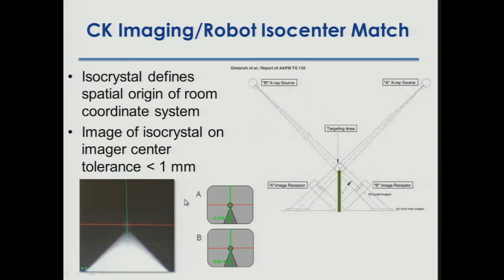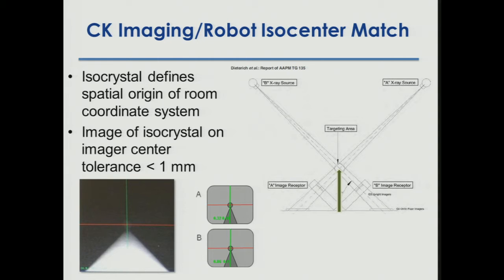CyberKnife is actually a little bit easier because we don't have two arms coming out and rotating in a cone beam CT. We have two imagers that are very solidly bolted into the room floor and two cameras bolted into the ceiling. To tell you how solid they are, I've been with the system through a 5.3 earthquake in California, and they didn't move at all. So, very solid.